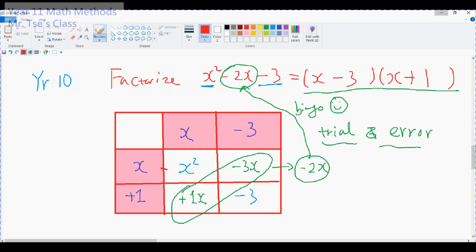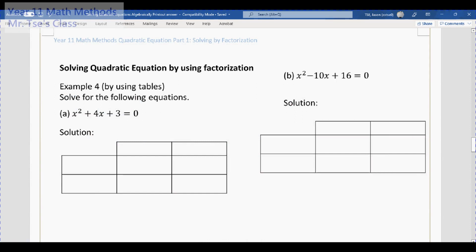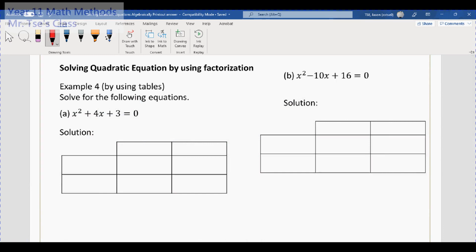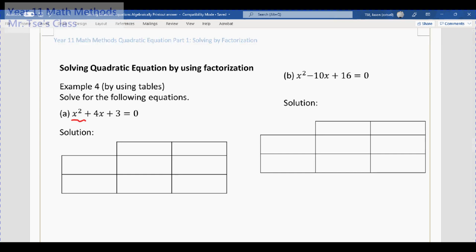All right, so let's go back to our questions in the handouts. In the handouts, you need to work out how to do the factorization of x squared plus 4x plus 3 equals 0. So again, we will try to factorize first, like what we did before. But this time there are 3 terms. So we try to use a table. If there are 2 terms, you don't need to worry about the table, but if there are 3 terms, then you need to use a table.